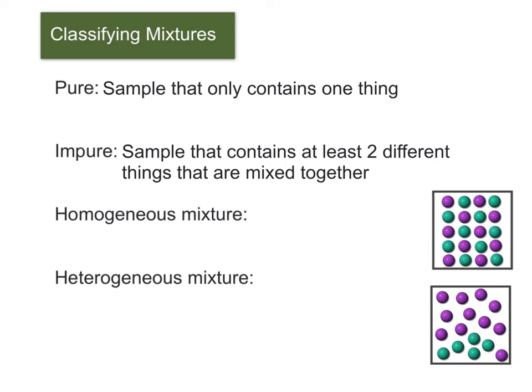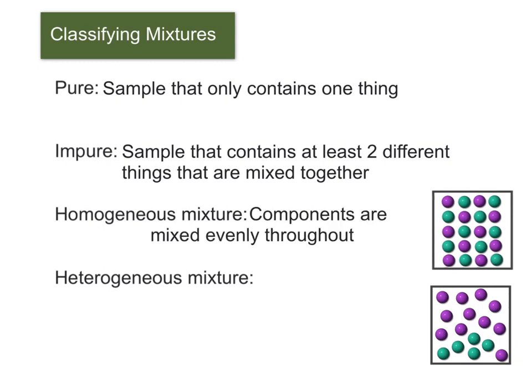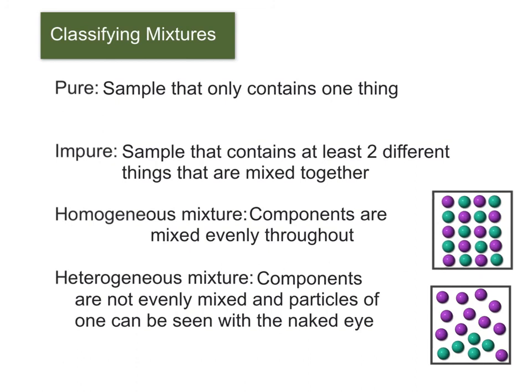All right, there are two different types of mixtures. One is a homogeneous mixture, and in a homogeneous mixture, homo means the same, and so no matter where you look in your container, the material will be evenly distributed. So if you took a sample from the top or you took a sample from the bottom, you'd still get the same thing.